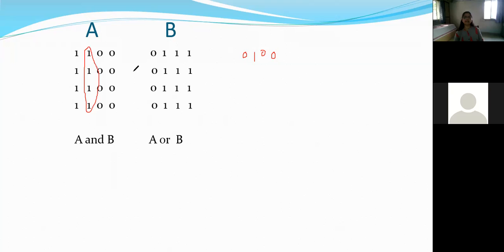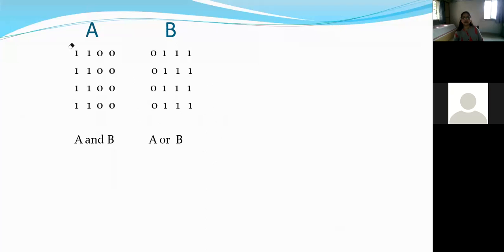Now try to give me the result of A ORed with B. Please type your answer in the chat box. If we OR these two images, that is the second operation, A or B, what will be the result? Yes, Aryan, your answer is correct. What about others? Yes, Vikrant, your answer is correct. So when we OR these two images, we will get all bits as 1.